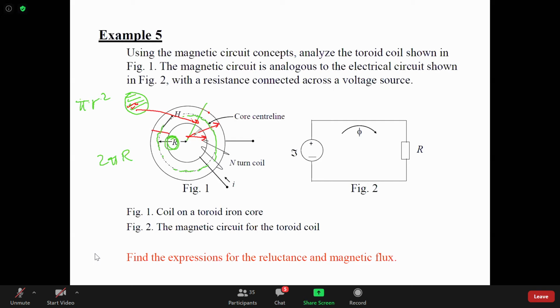If you are given the outer and the inner, again it's similar. If you are given this and this, what you need to do is find this. What will be r if you are given the outer and the inner? R will be this plus this divided by 2, which is the average, right?